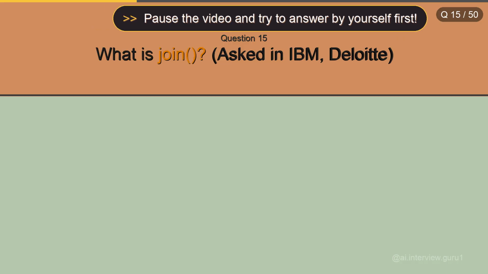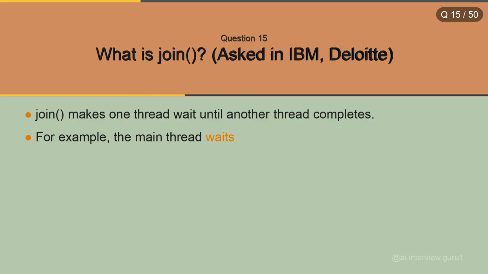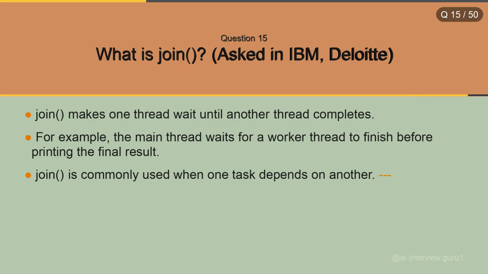What is join? Join makes one thread wait until another thread completes. For example, the main thread waits for a worker thread to finish before printing the final result. Join is commonly used when one task depends on another.